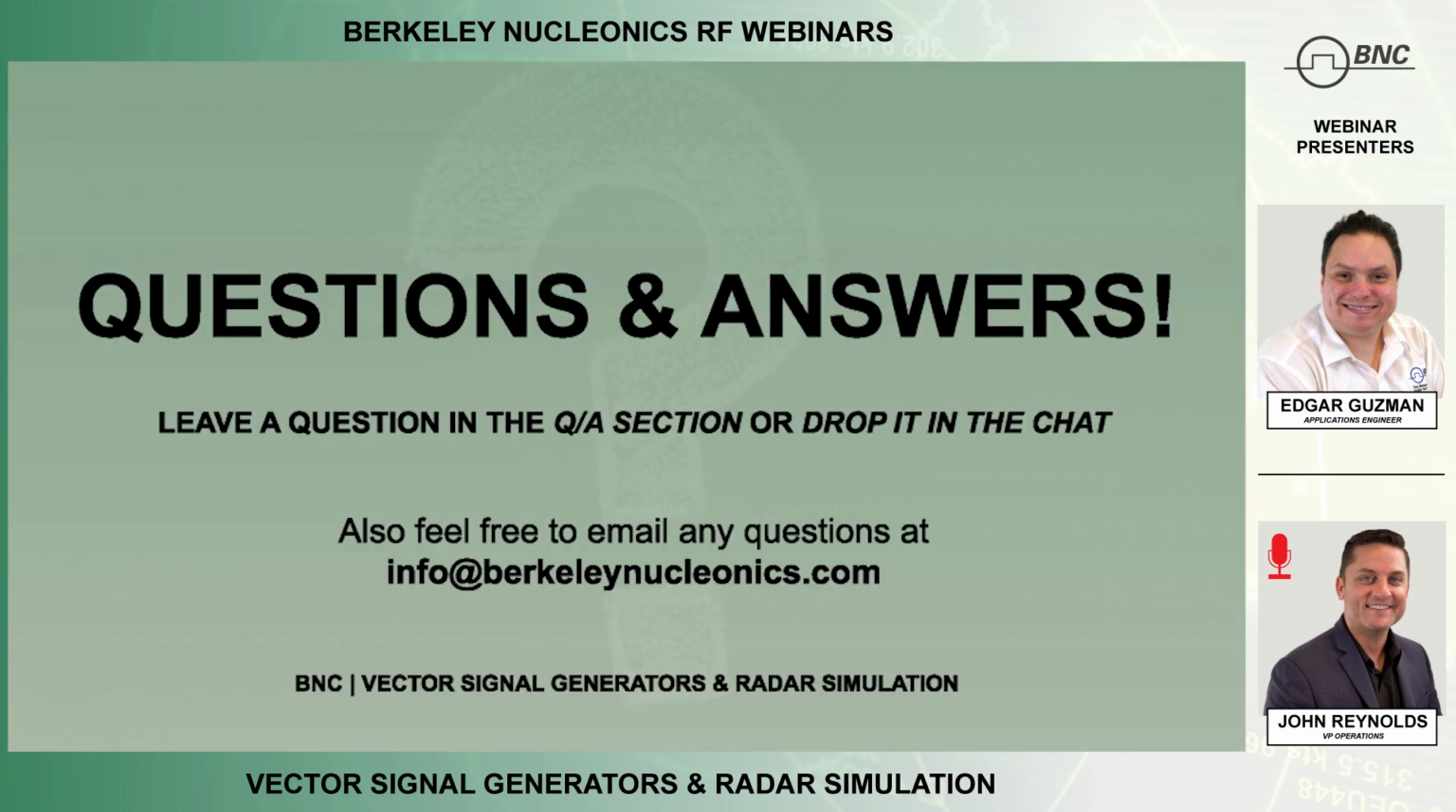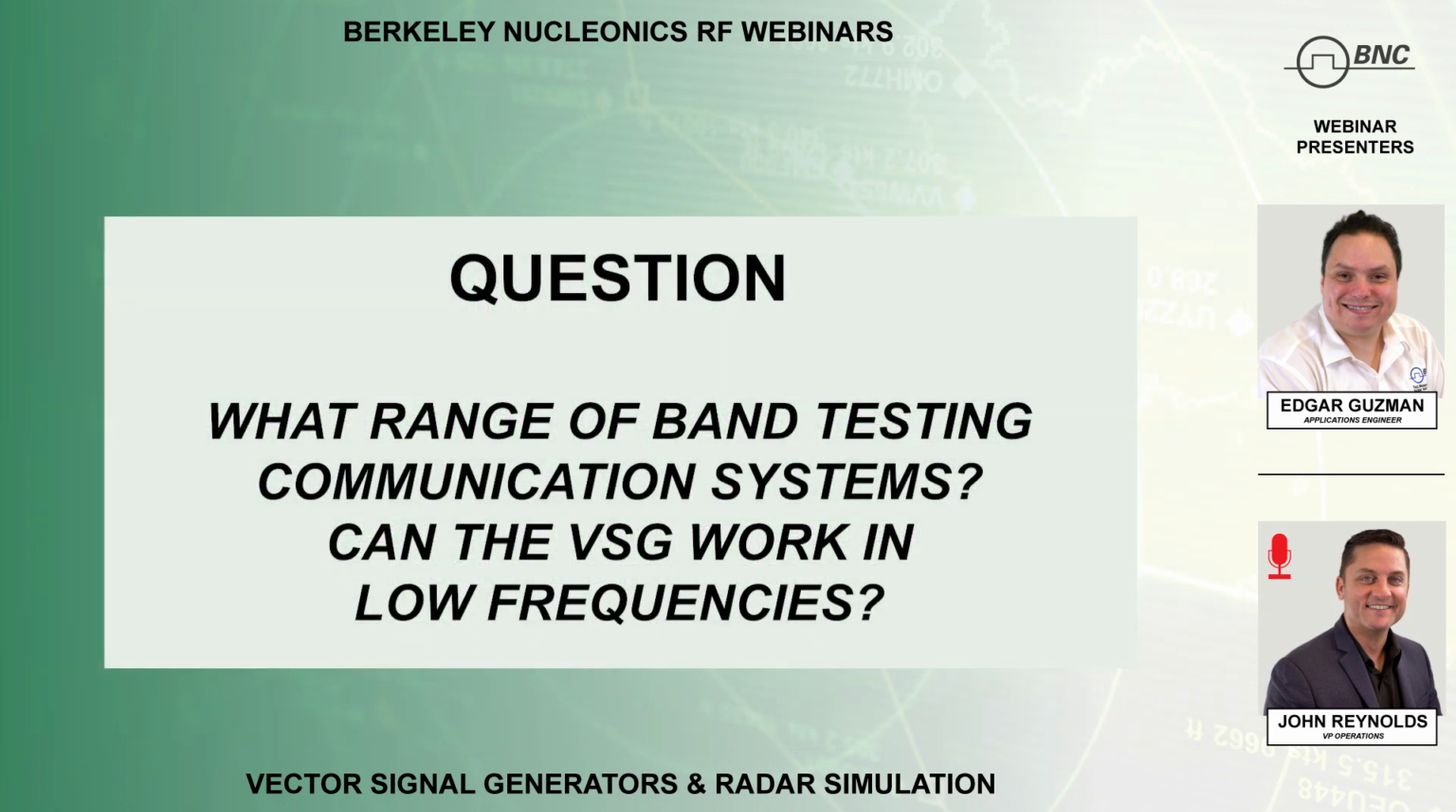So, questions and answers. I do have, I think, three or four that I saw on the side. Constantine asked what range of band testing communication systems. He asked that twice. So we were just wondering, did you mean Wi-Fi, cellular, etc.? In general, we cover up to 40 gigahertz, covering 3G up to 5G.